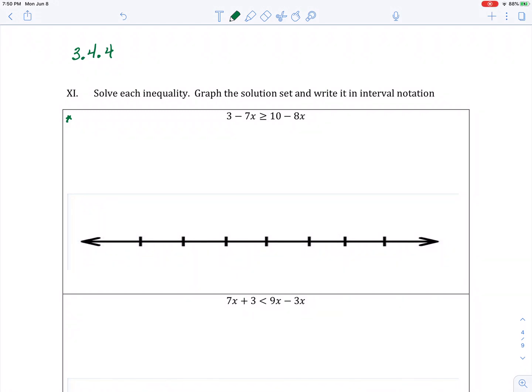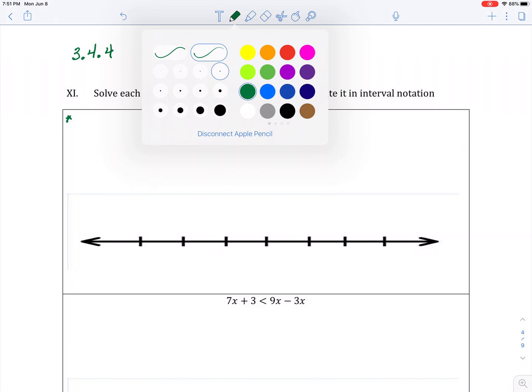Hello, this is Susan Poss, and I'm still working in section 3.4, solving inequalities, where we get an infinite number of solutions. We're going to be solving and putting it in inequality form, in graphed form on the number line, and then in interval notation. So let's get started on these.